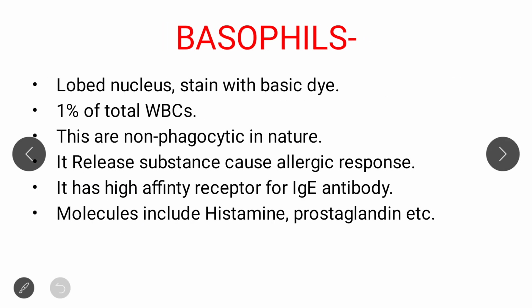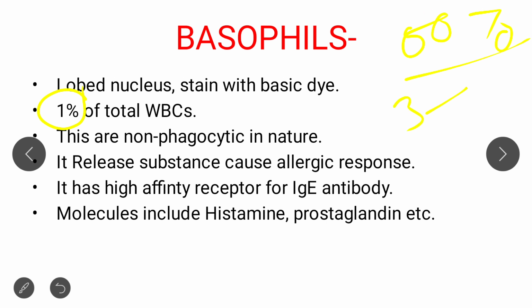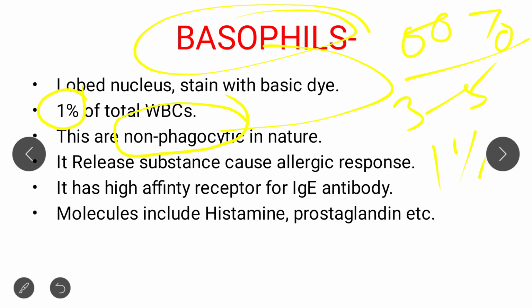It also consists of only 1% of total WBC. 50 to 70% consists of neutrophils, 3 to 5% consists of eosinophils, and basophils consist of only 1%. And these are the only granulocytes which are non-phagocytic in nature. Please remember this point. A question may be asked in the examination: which of the following granulocytes is non-phagocytic in nature? The answer will be basophil.